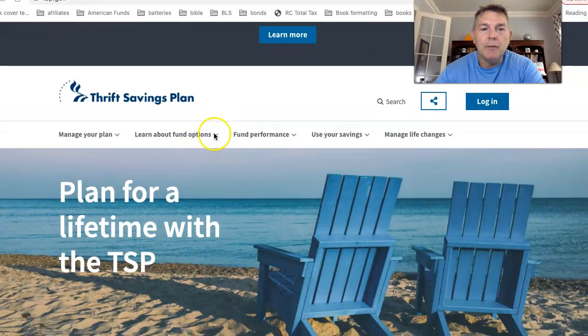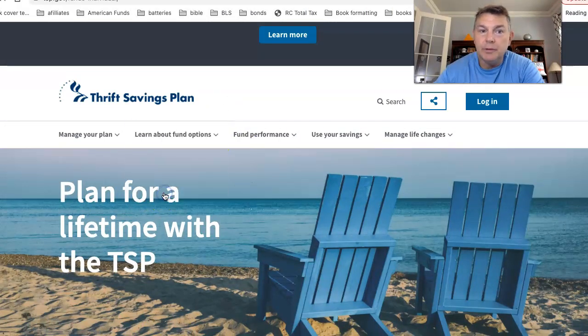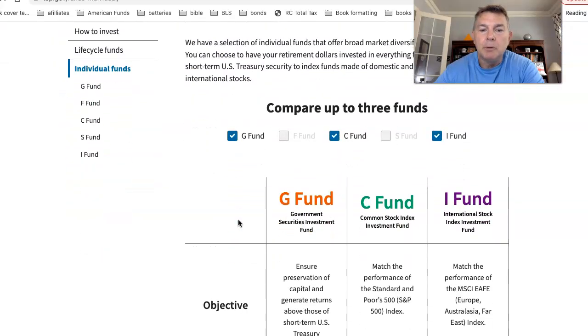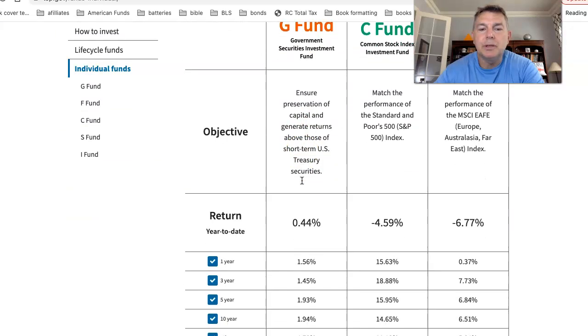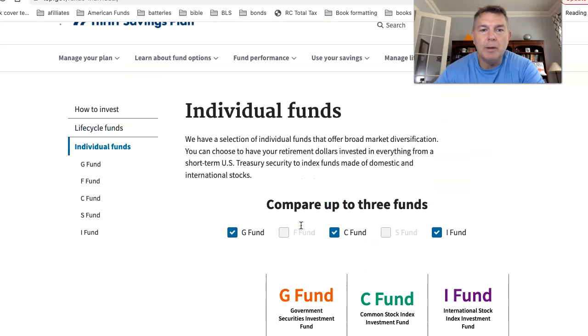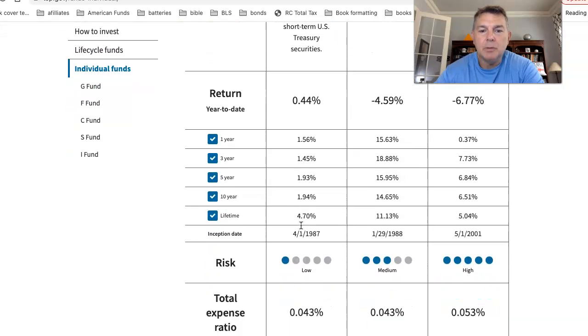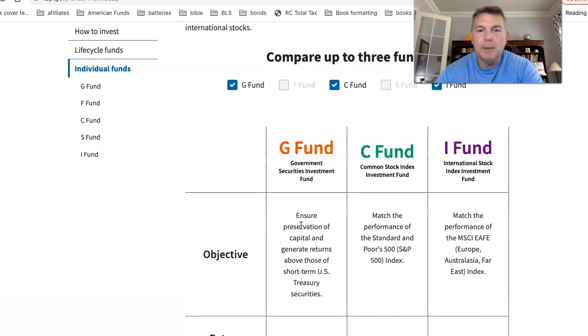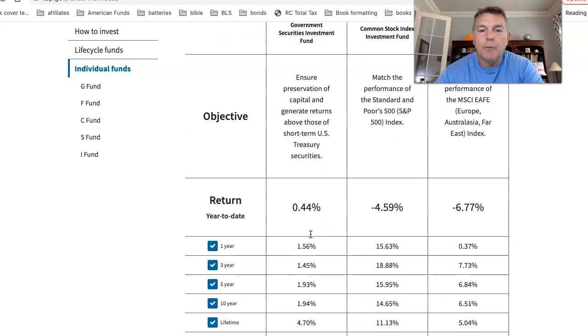All right, we're going to learn about your fund options. We're going to go here to how to invest, like individual funds. This is tsp.gov, and we're looking at the G Fund. Ensure preservation of capital. Interesting. Right now it's up 0.44 year to date. I think this is as of March. March, actually. Anyway, so it's up 0.44.